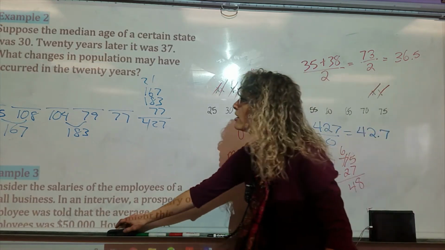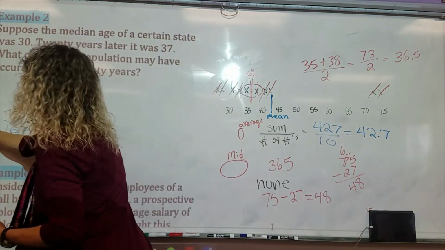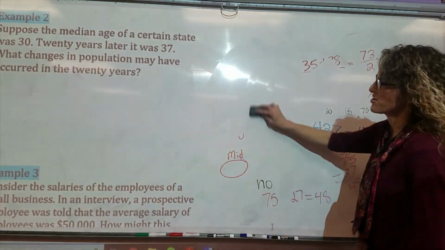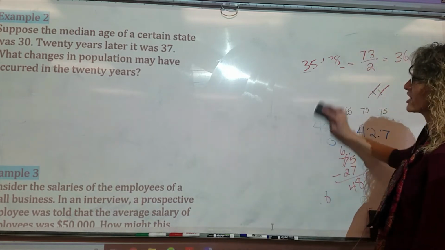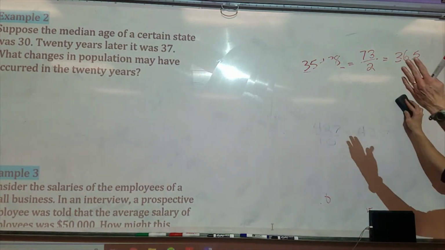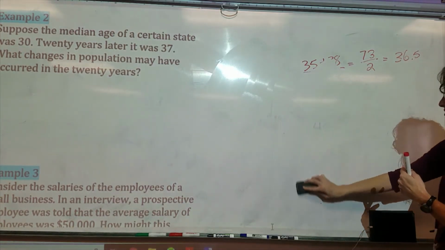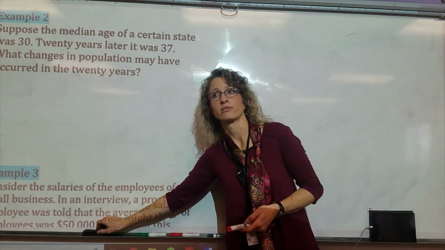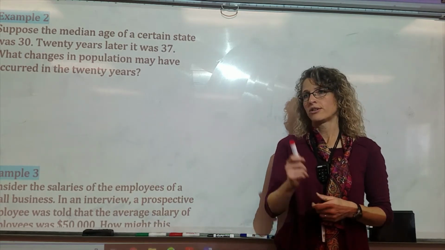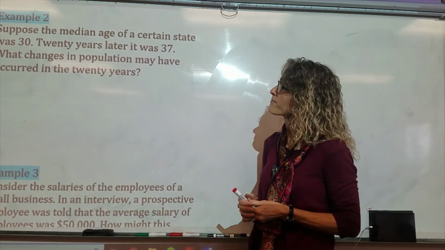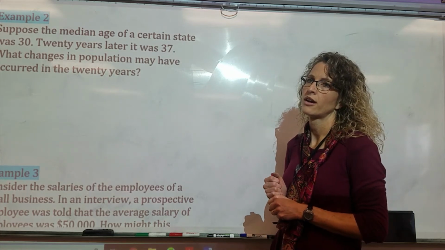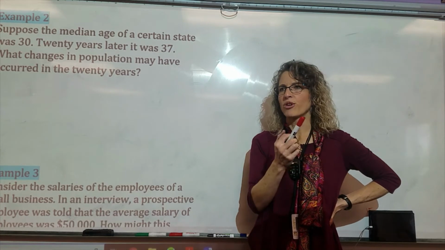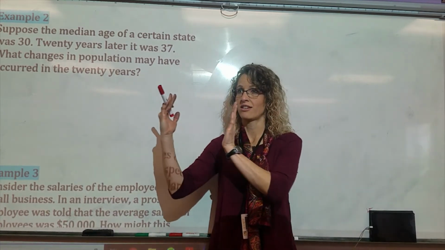Okay, we're going to talk about what some of these measures of central tendency mean. Suppose the median age of a certain state was 30 years old. 20 years later, the median changed and it went older to 37. What changes in population may have occurred in 20 years? What do you think, Natalie? Maybe less babies were born and less people moved in, or older people moved in. Both of those are right. Less babies were born and older people moved in. It shifted to be older.